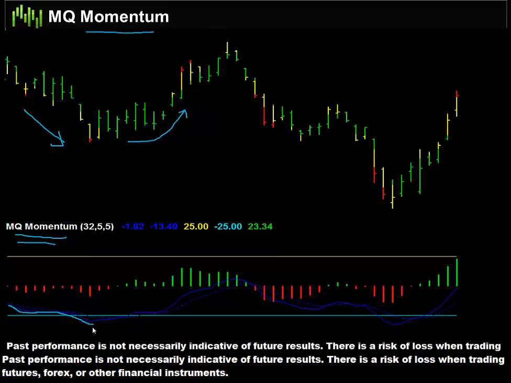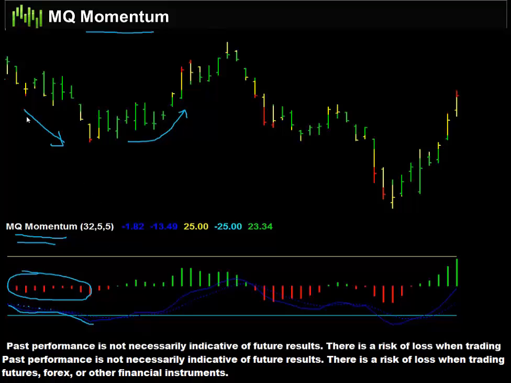Looking at the indicator specifically, it's comprised of this solid blue line. This is the indicator line. Then we also have a slow line or trailing line, this dotted line. And then we have this histogram. The histogram shows you the spread between the two indicator lines.